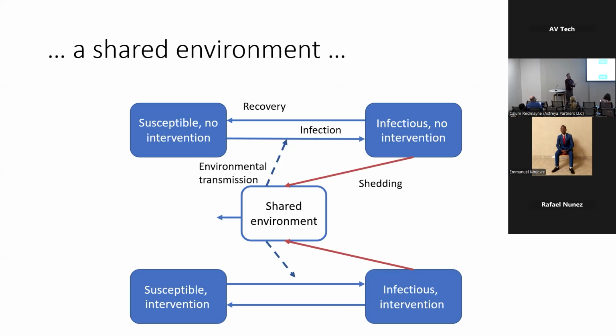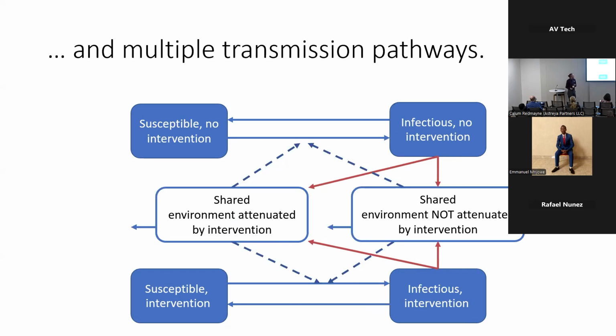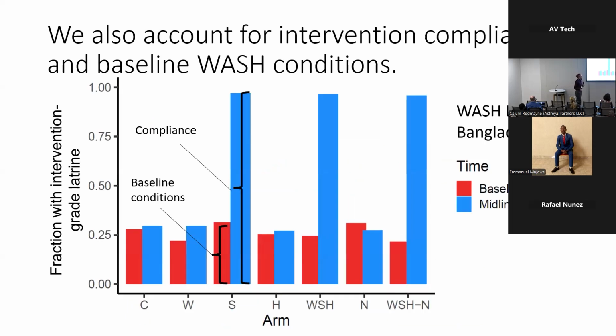This is, if we're looking at WASH Benefits Bangladesh, for example, a compound of multiple households. And we might want to account for both the environments that we are intervening on and the environments that we are not intervening on, at least at a theoretical level. We also have to account for intervention compliance and baseline conditions.